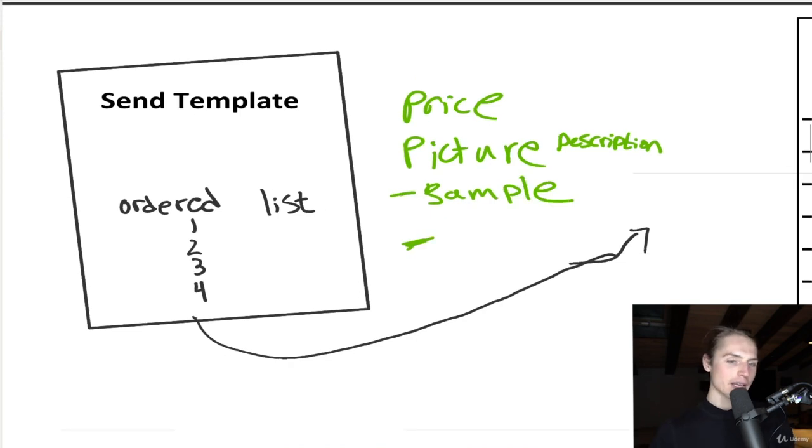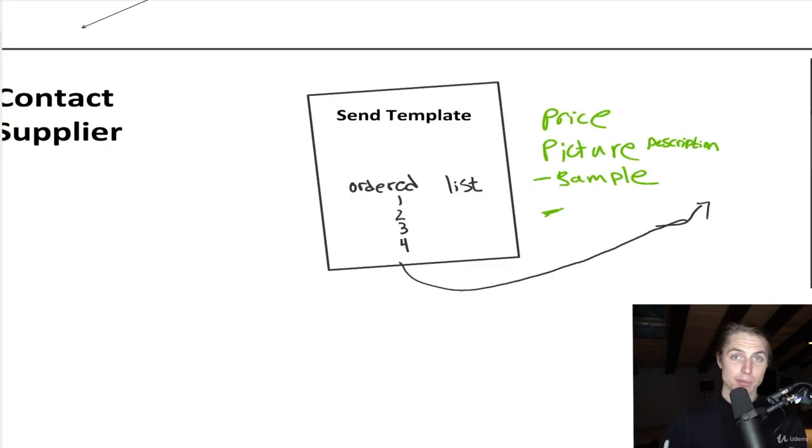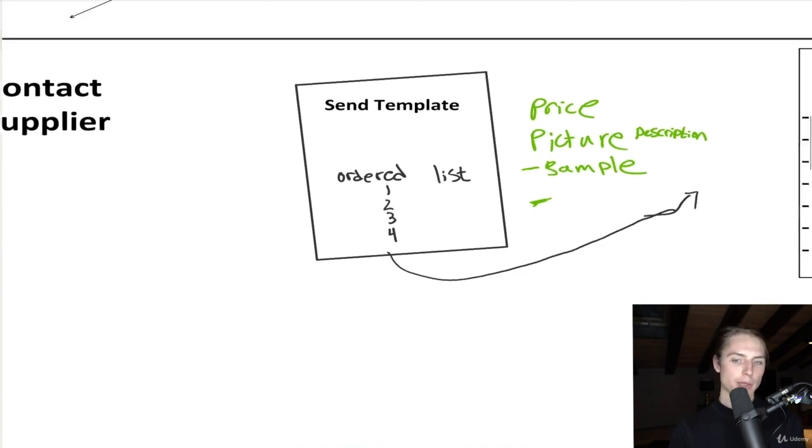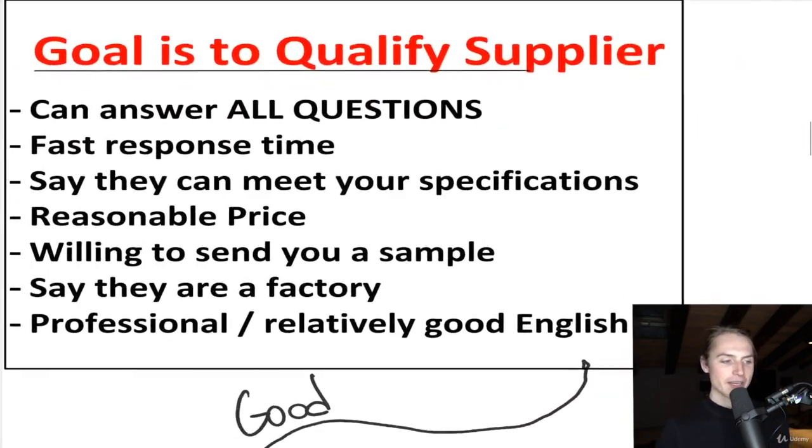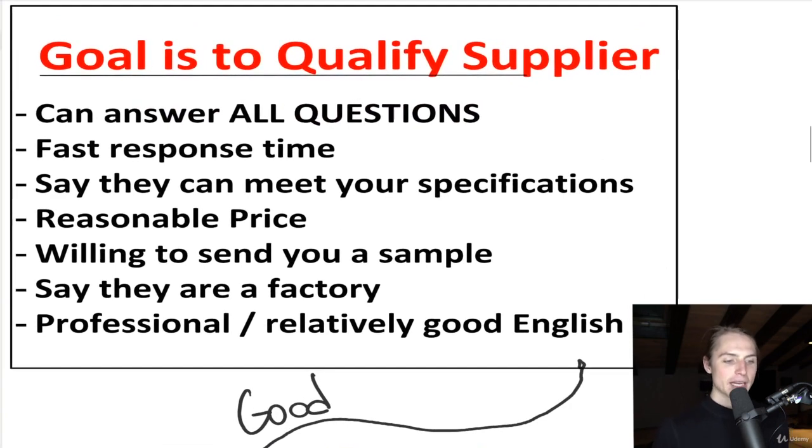And the other thing is, you want to send this to multiple suppliers, because you don't want to just deal with one. When you look at multiple ones that are qualified, you can see which one is the best. So we're going to send that template to them, and then see how they answered. Our goal here is to just qualify them. If we send them a list of 10 questions, did they answer all 10? If they can't answer all 10 questions, then they probably can't get your product right.